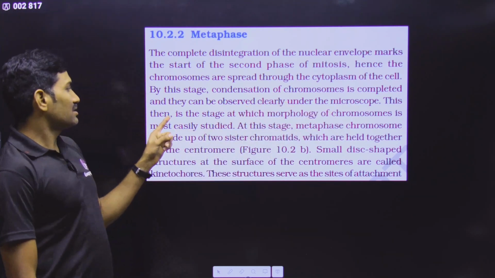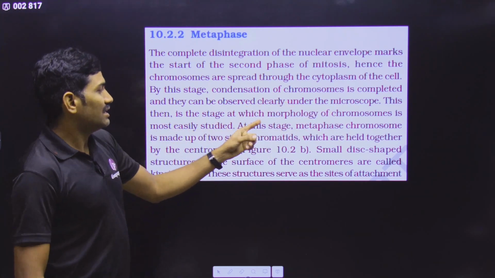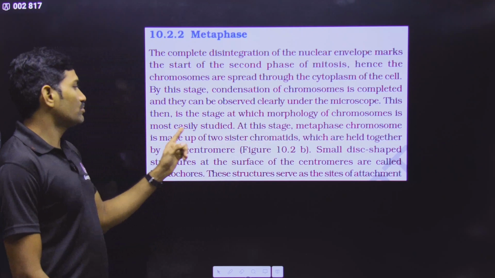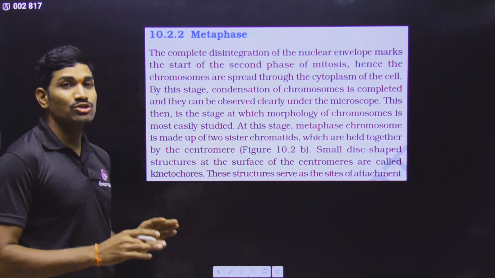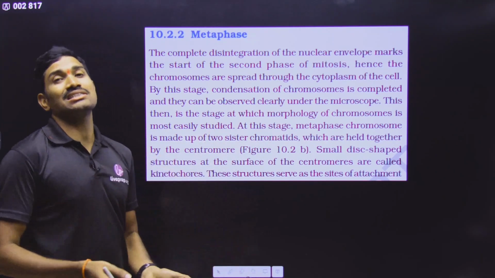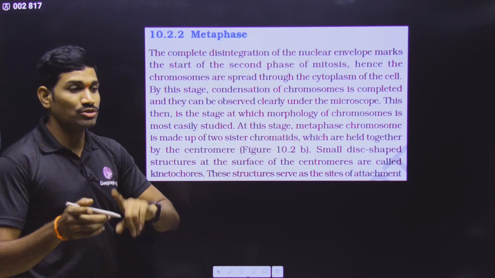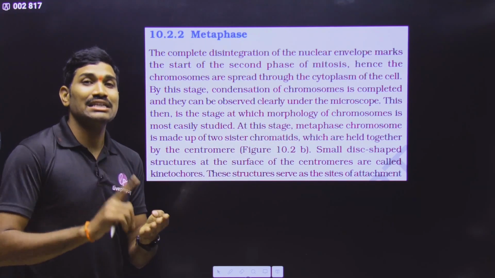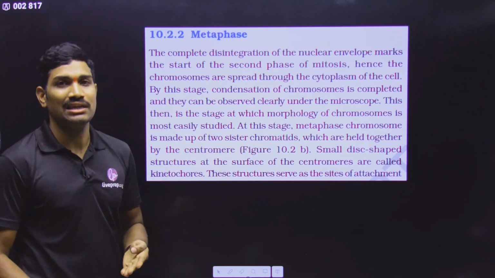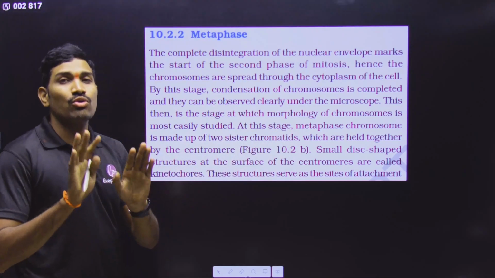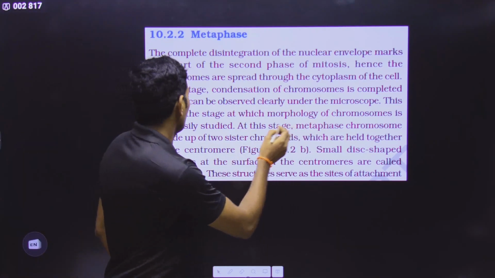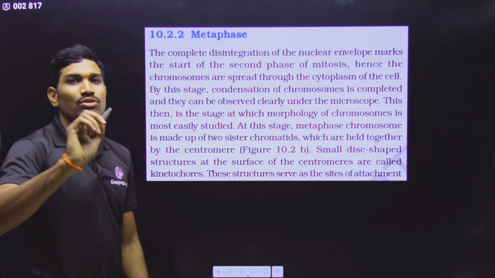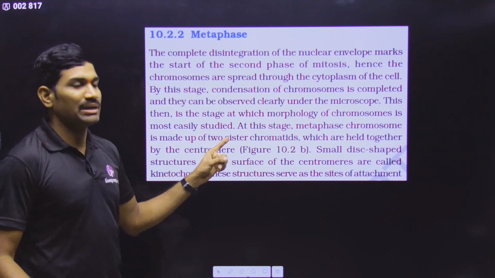Next one. This then is the stage at which the morphology of the chromosomes is most easily studied. Morphology means chromosome structure is studied. Shape, in anaphase. Chromosome shape means whether V shape, L shape, J shape, I shape. That shape we will study easily in the anaphase. But morphology means chromosome structure. Better underline chromosome morphology and write that chromosome structure is easily studied in the metaphase.